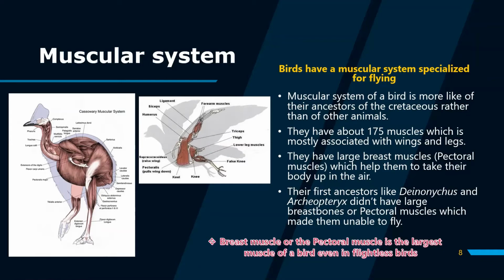And this is another fun fact. The breast muscle, also known as the pectoral muscle, is the largest muscle of a bird. Even in flightless birds like ostriches, the breast muscle, also known as the pectoral muscle, is the largest muscle.